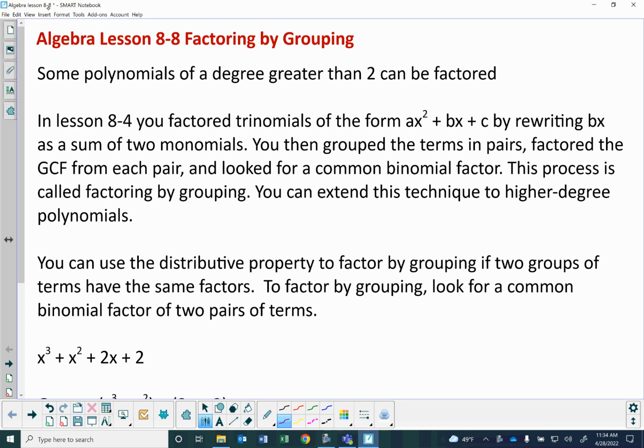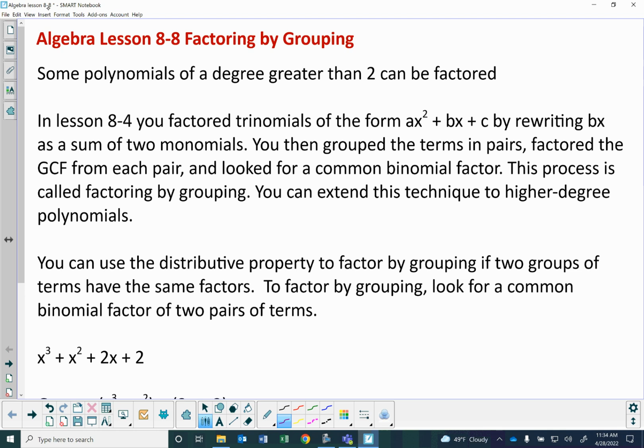This is Algebra Lesson 8-8, Factoring by Grouping. Some polynomials of a degree greater than 2 can be factored. In Lesson 8-4, you factored trinomials of the form ax squared plus bx plus c by rewriting bx as a sum of two monomials. You then grouped the terms in pairs, factored the greatest common factor from each pair, then looked for a common binomial factor.